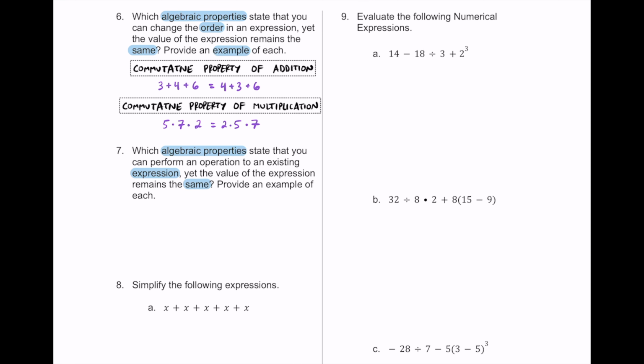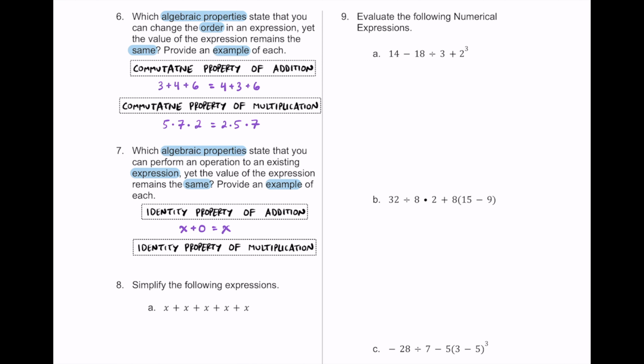So just like the last few, we're then going to provide an example. First, we have the identity property of addition, which states that you can add 0 onto an expression and it will not change its value. So for example, you could say something like this, where you have x plus 0, and that would still equal x. So that would be an example of using the identity property of addition.